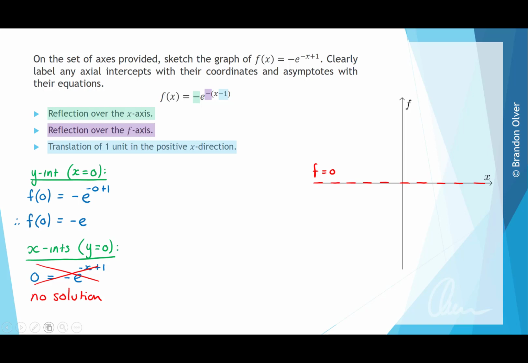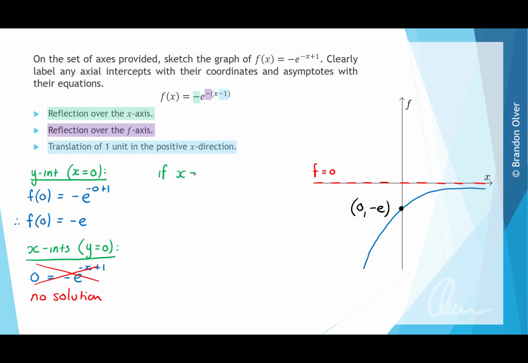With all of that in mind, we can now sketch our graph. So a reflection over the x-axis and a reflection over the f-axis means that our graph will now be in this position. And before, we found that the y-intercept or f-intercept here was at x equals 0 and y or f equals negative e. And because there's not a second axial intercept, it's good practice to put another position on.